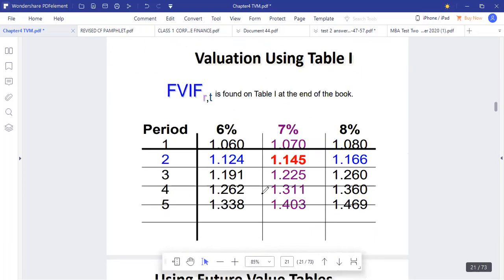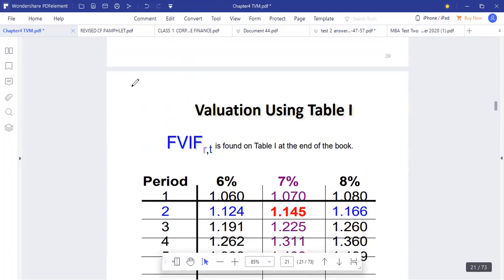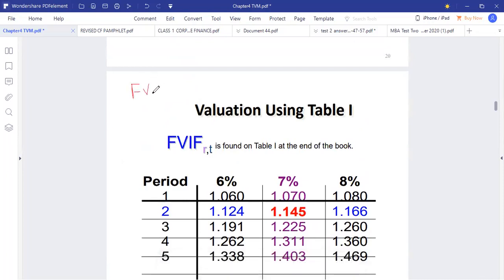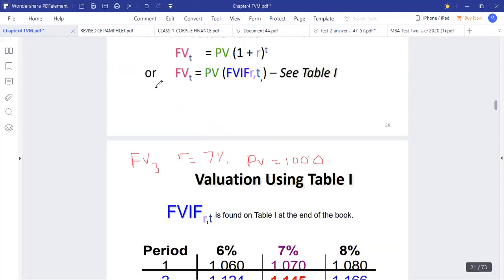All right, so sometimes you may be asked to calculate the compound interest using a table. They ask you, find the future value after 3 years at an interest rate of 7% if our present value was 1,000. So how we calculate the future value, we just say future value is equal to present value, then you put the future value interest factor, the rate against the time.